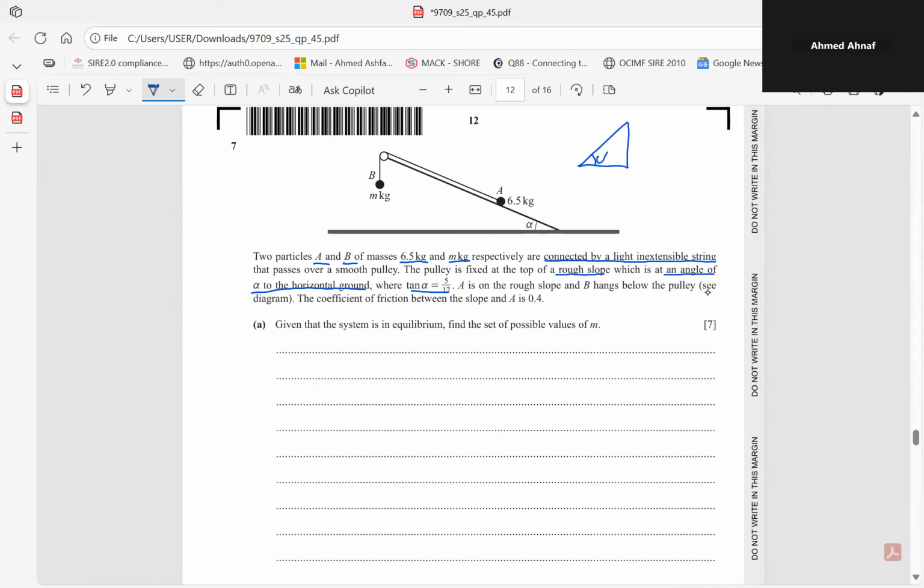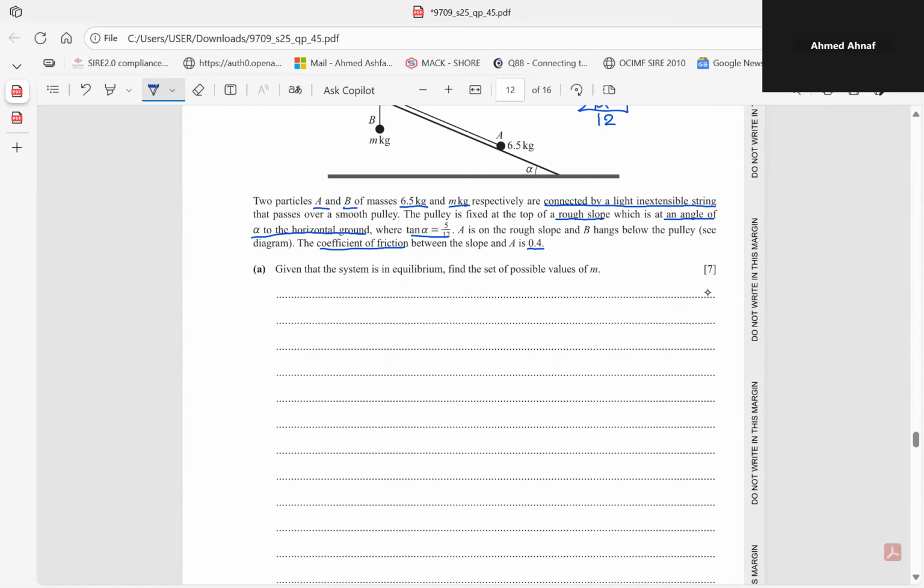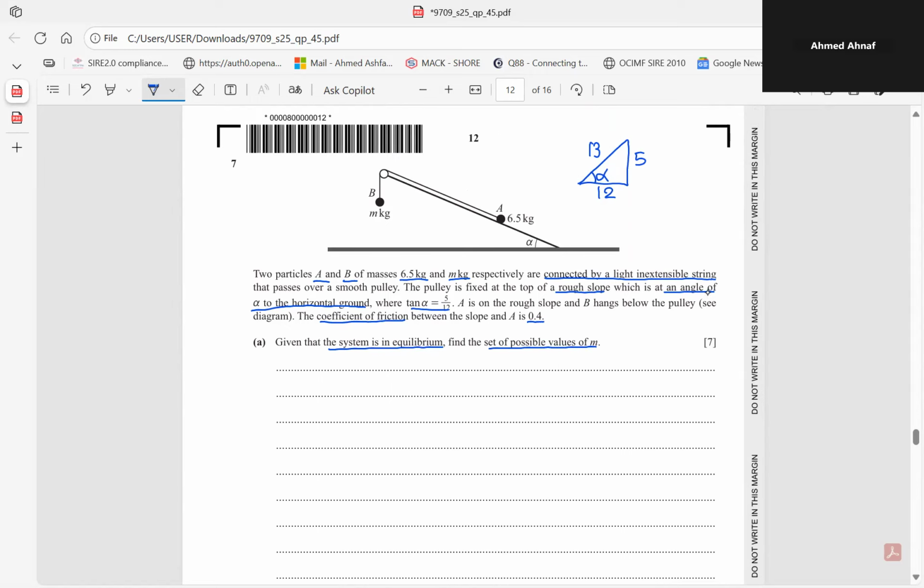So let's draw our triangle. 5 is here, 12 is here. Use your Pythagoras theorem. You will get 13 as the hypotenuse. A is on the rough slope and B hangs below the pulley. The coefficient of friction between the slope and A is 0.4. For this part, we're told that given that the system is in equilibrium, find the set of possible values of m.